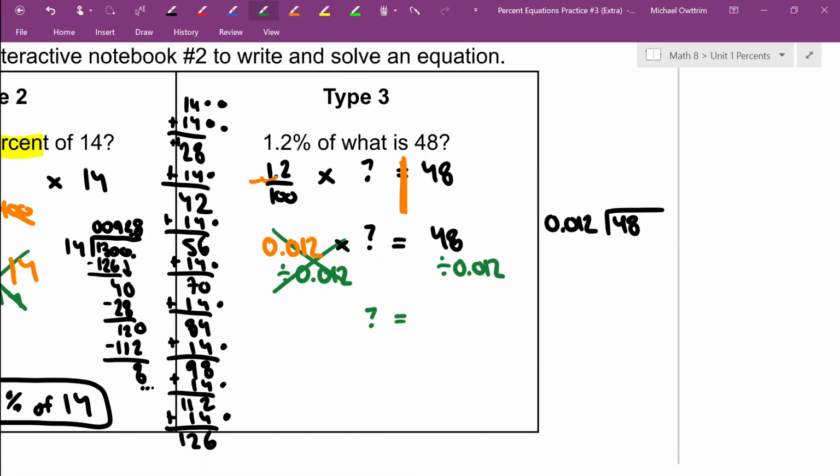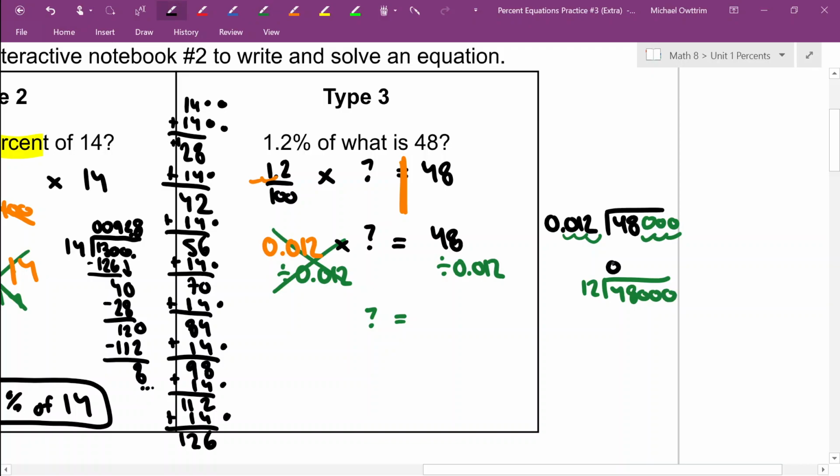Now in grade 7 we learn that when we divide decimals, we move our dot to make a whole number. So once, twice, 3 times would make the whole number 12. If I moved it 3 times in my divisor, I must move it 3 times in my dividend as well. So once, twice, 3 times to make 48,000. Now I'm going to divide.